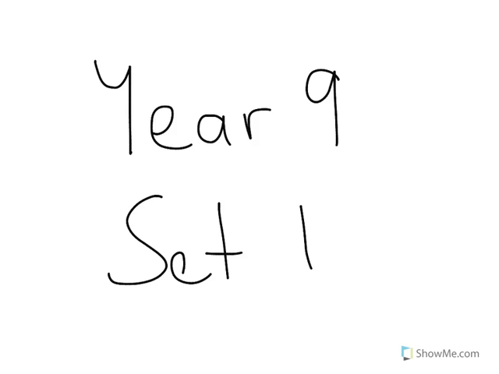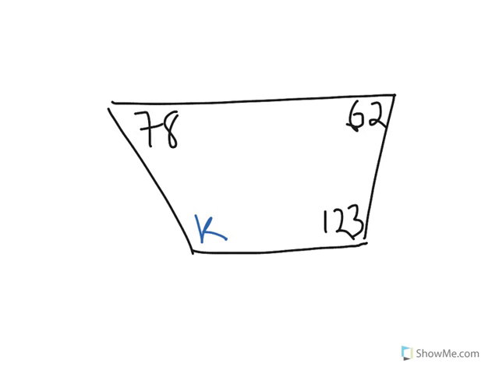Here are the solutions to Year 9, Set 1. We have a picture as such, and we need to find the value of k, k being the one in blue. What we're going to do is firstly figure out how many degrees are in this shape. It has 4 sides, so it's a standard quadrilateral. That means that there are 360 degrees.